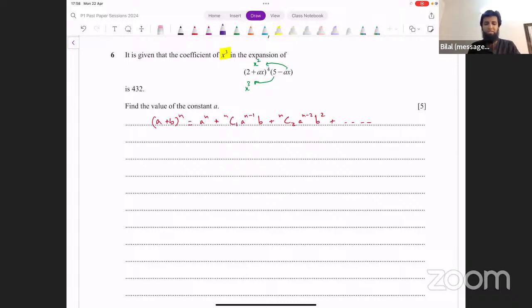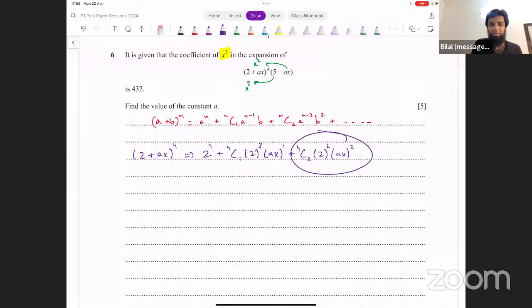However, since this expansion is not that difficult, even if you wanted to do the whole expansion just to be on the safer side, you can do that, and that's perfectly okay. (2 plus ax) whole raised to power 4. Let's expand it. What do we get from this? 2 raised to power n, that means 2 raised to power 4, plus nC1, that's 4C1 into 2 raised to power 3 into (ax) whole power 1. What do we want? Remember, x squared and x cubed. So we have 4C2 into 2 raised to power 2 into (ax) whole squared. This is the first term that we're looking for. We've got x squared here.